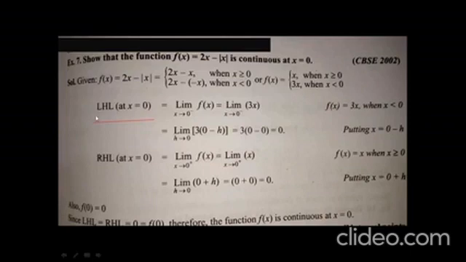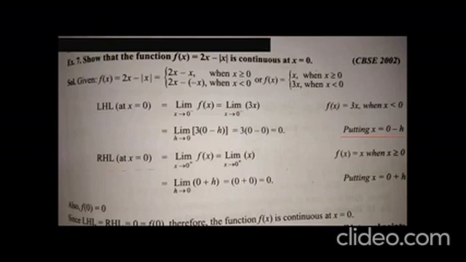So look at the value in the given function. When x is less than 0, the value of the function becomes 3x. So substitute here 3x. After writing it, we have to replace x by 0 minus h. So replace here, then simplify it and apply the limit value. Then the result becomes 0. So we can say the left hand limit is equal to 0.